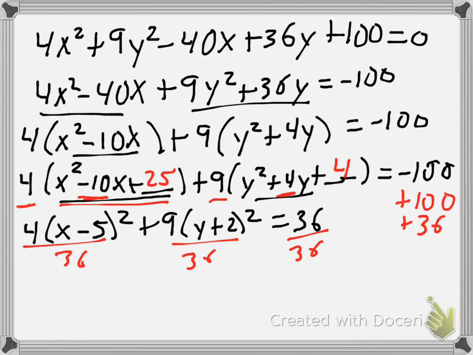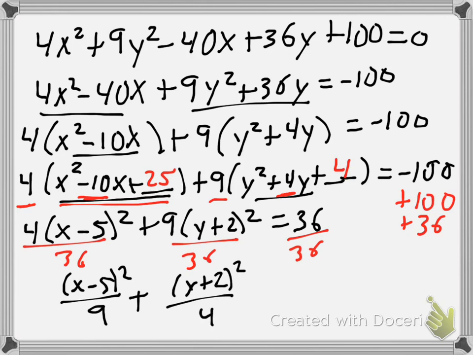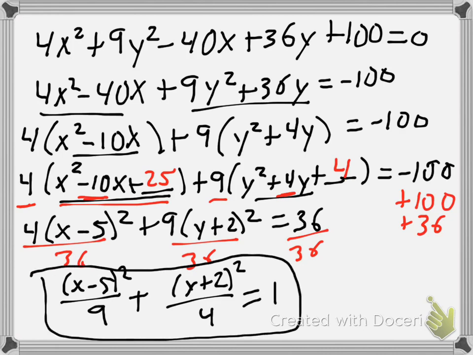So now we just have to simplify each one of these. So this one, 4 over 36, is basically 1 over 9, so it becomes x minus 5 squared over 9, plus 9 over 36 is basically 1/4. So it becomes y plus 2 squared over 4 equals 1. And there's your standard form of your ellipse.